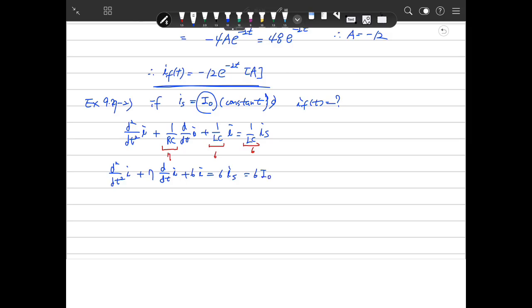So when the source is constant, then IF will be constant, like A. Then apply this form over here. Then 6A will be 6 I0. Therefore, A will be I0. Therefore, I of t is I0 u(t).